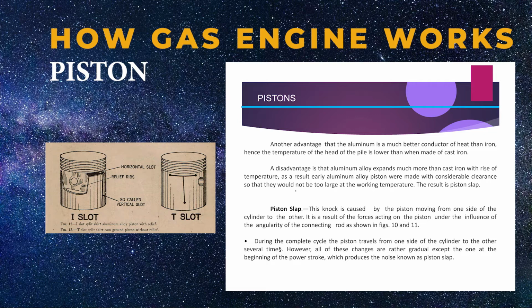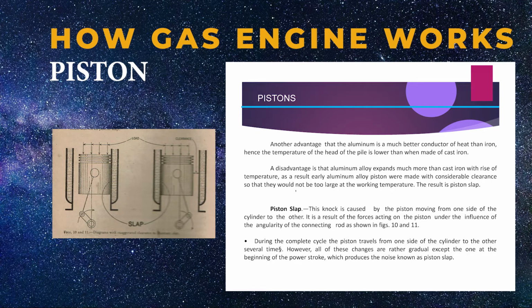A disadvantage is that aluminum alloy expands much more than cast iron with rise of temperature. As a result, early aluminum alloy pistons were made with considerable clearance so that they would not be too large at the working temperature. The result is piston slap. Piston slap. This knock is caused by the piston moving from one side of the cylinder to the other.